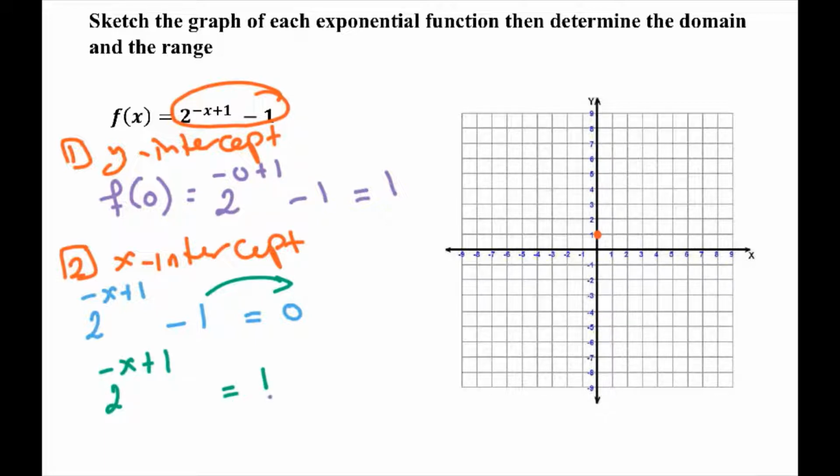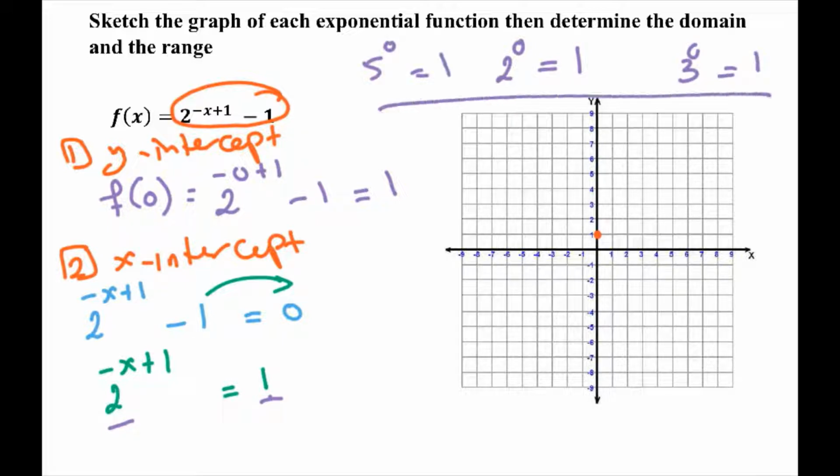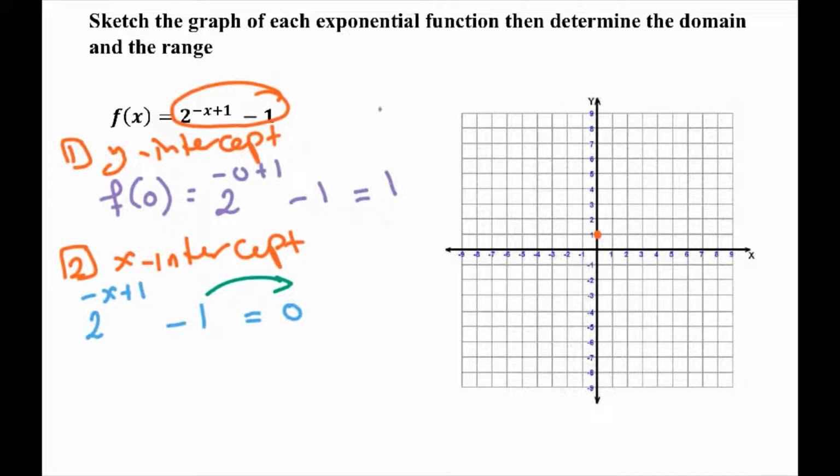Now I don't have a common base, but I know that 2 to the power of 0 is 1, 3 to the power of 0 is 1, 5 to the power of 0 is 1. Which one am I going to use? Whatever base I have here. If this is 2, then I'm going to use 2 to the power of 0. If this is a 3, then I'm going to use 3 to the power of 0. Or you can use ln for both sides. It's up to you, but this is easier.